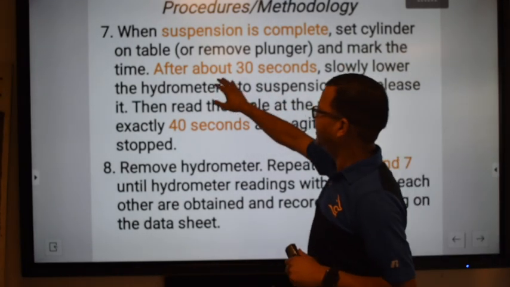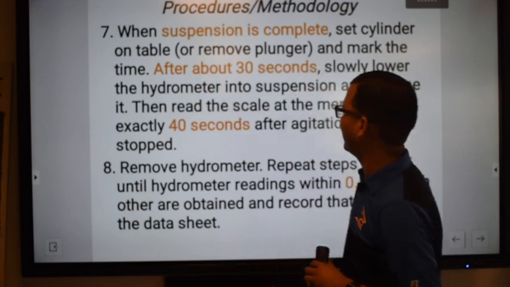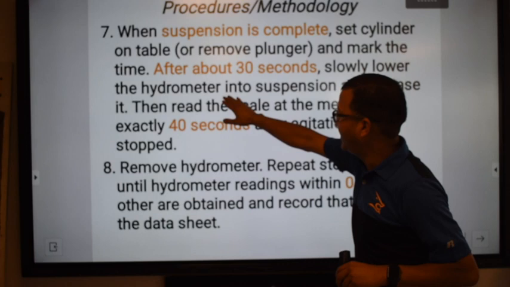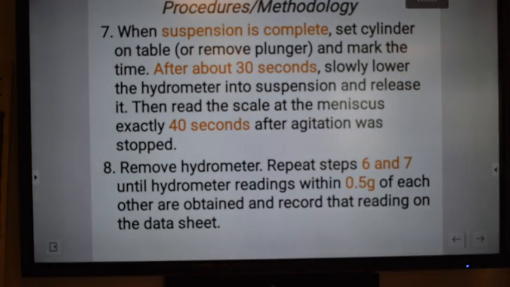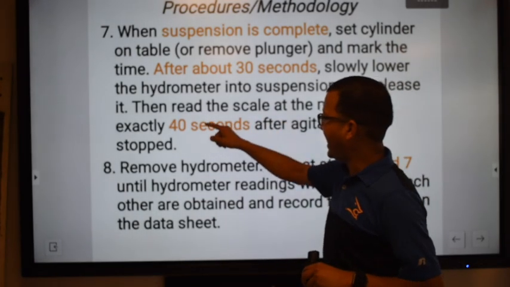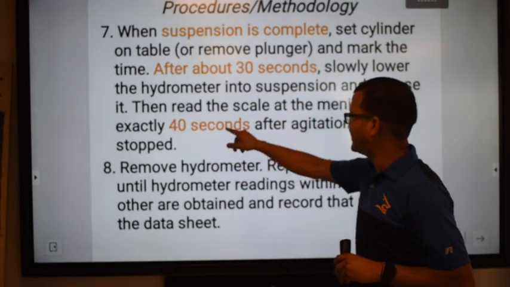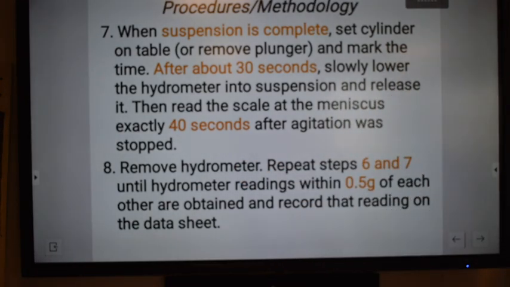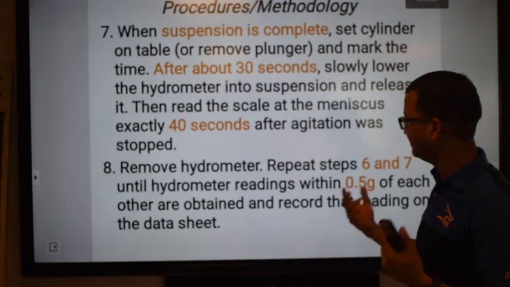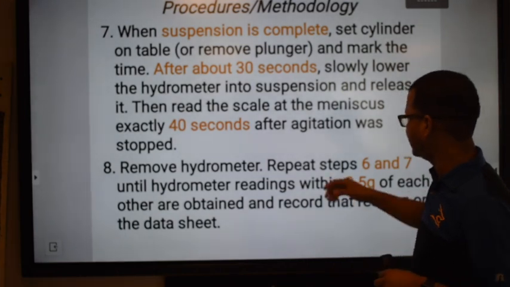You need to be a little bit careful on this one, because after 30 seconds we'll start inserting the hydrometer into the suspension and release that slowly and take the readings of that hydrometer, lower meniscus, exactly at 40 seconds. So we'll do that a few times, at least twice to take the average. Technically, it's recommended to repeat that 6 or 7 times until you get the hydrometer readings within 0.5.